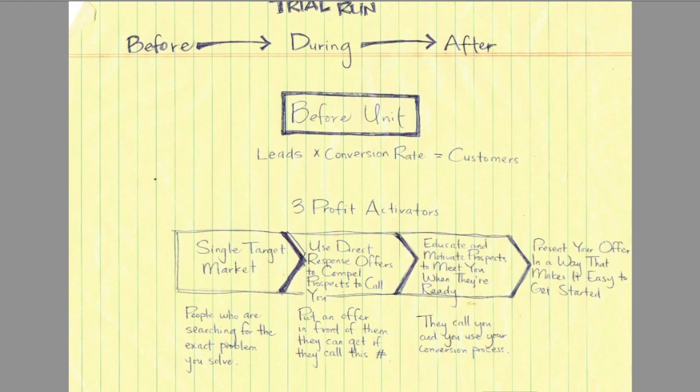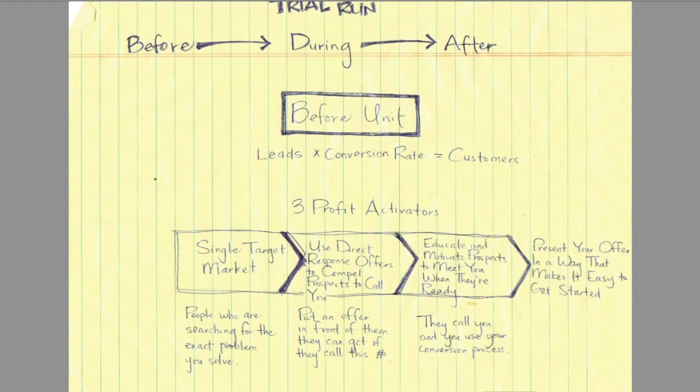So I see three distinct profit activators. These are levers that you can use in your before unit to get more leads and a better conversion rate. These three profit activators are: one, you choose a single target market; two, you use a direct response offer to compel your prospects to call you; and three, you educate and motivate prospects to meet you when they're ready. So this is how it works and what we do.